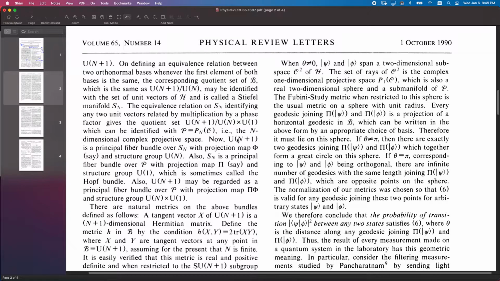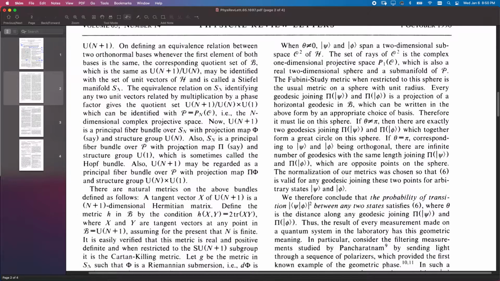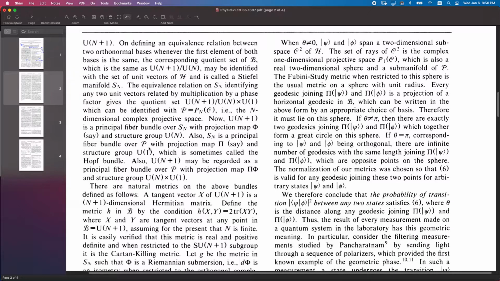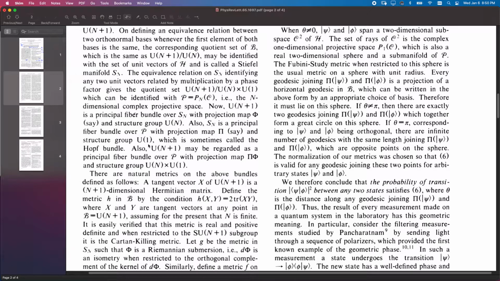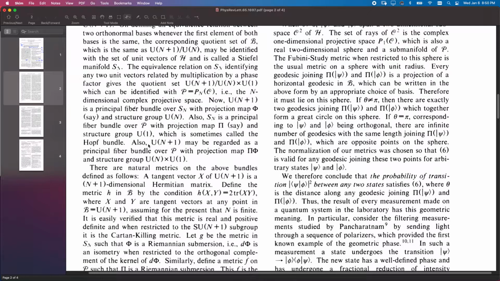Now, U of n plus 1 is a principal fiber bundle over S of n with projection map phi, say, and structure group U of n. Also, S of n is a principal fiber bundle over Hilbert space P with projection map pi, say, and structure group U1, which is sometimes called the Hopf bundle. Also, U n plus 1 may be regarded as a principal fiber bundle over Hilbert space P with projection map pi, phi, or psi, or whatever, I think it's phi, and structure group U n by U1.